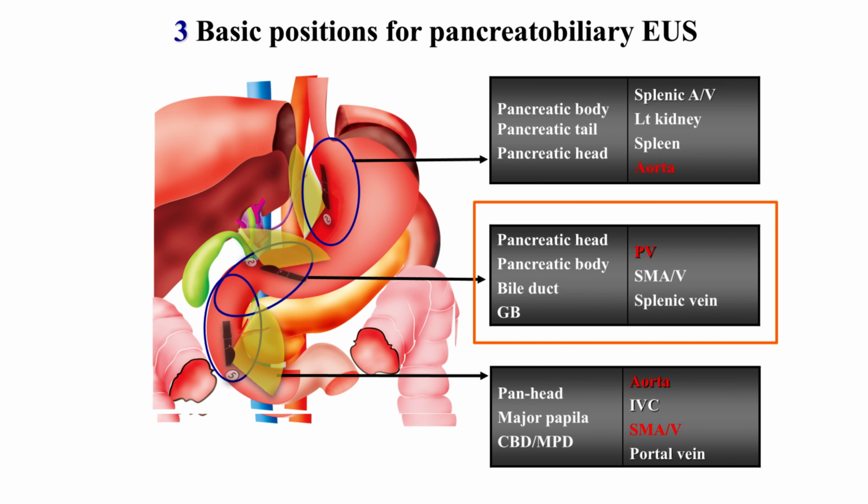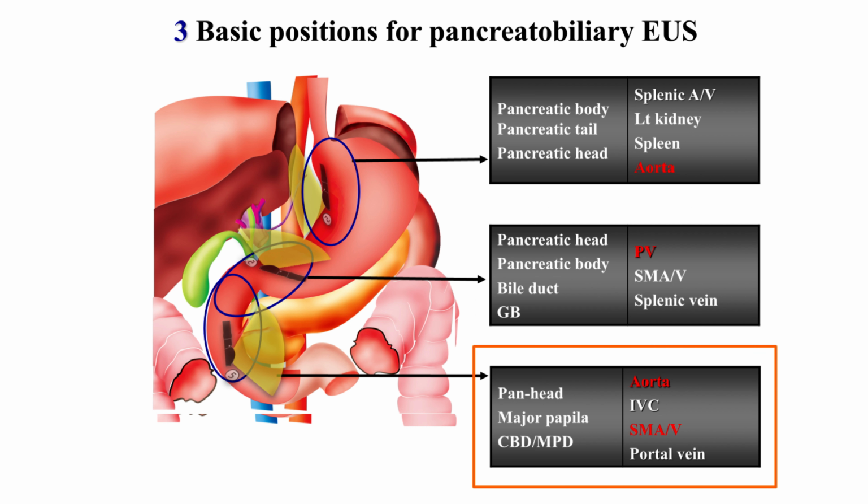For the second basic position, the endoscope is placed in the duodenal bulb, or D1, and the main target is the pancreatic head, bile duct, and gallbladder. From this view, the key structures are the portal vein, SMA, and SMV, as shown in this figure.